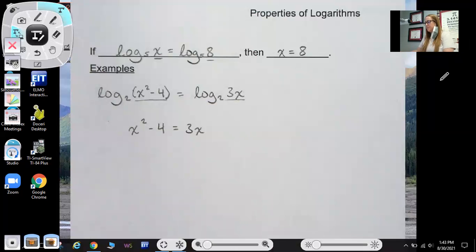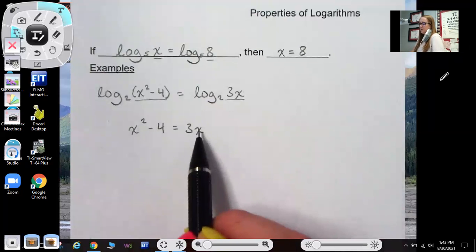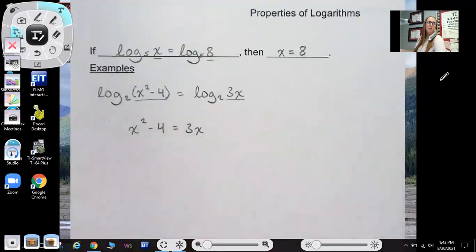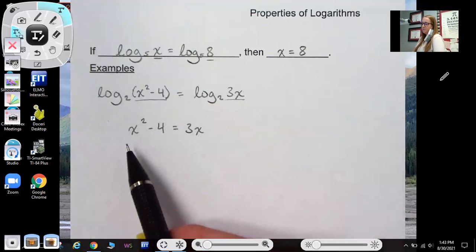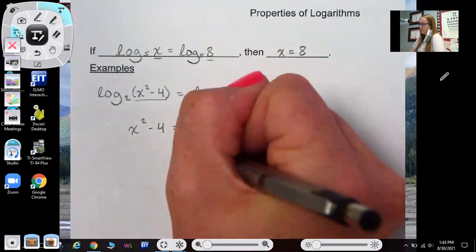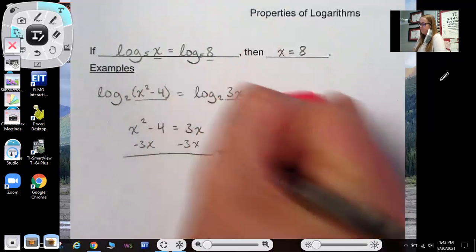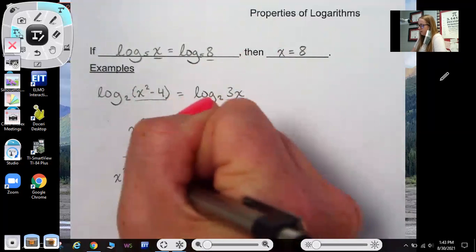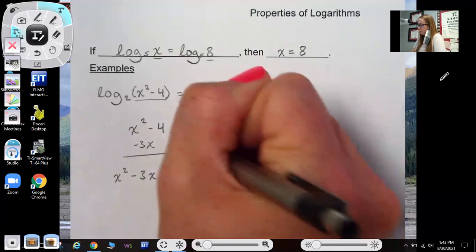Now to solve this for x, if you look, we have x squared and we have a term that has just x to the first power. If you see those two things, most likely you'll have to solve the quadratic equation. So in order to solve that, we want to get everything on the same side and have it set equal to 0. So if we subtract 3x from both sides, we have x squared minus 3x minus 4 equals 0.